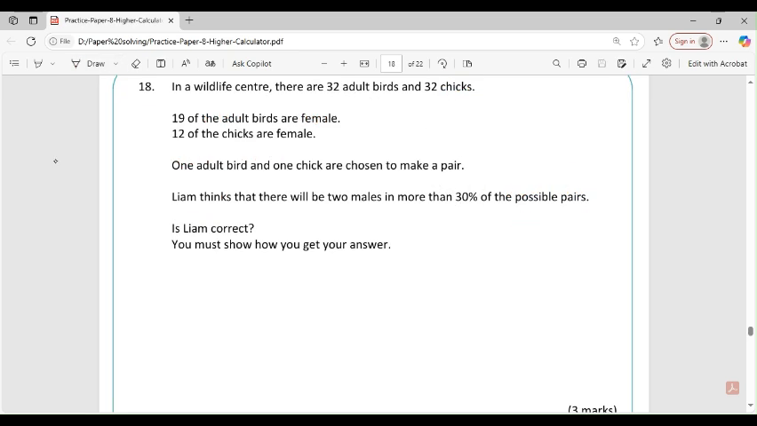This is question number 18. It says in a wildlife center there are 32 adult birds and 32 chicks. 19 of the adult birds are female, 12 of the chicks are female. One adult bird and one chick are chosen to make a pair. Liam thinks that there will be two males in more than 30% of the possible pairs. Now, first of all, we need to find out how many pairs there are altogether. So 32 times 32 gives us 1024 total pairs.